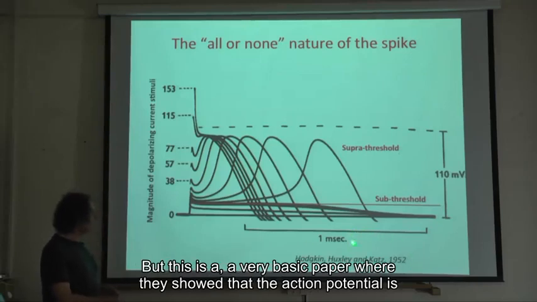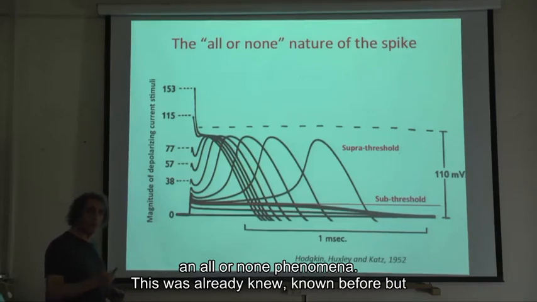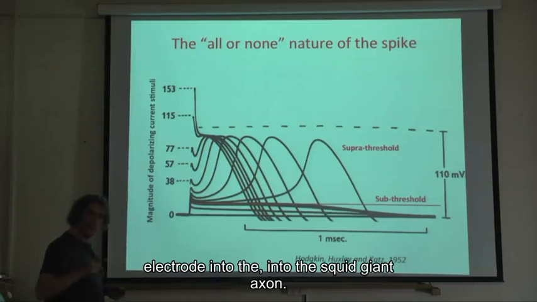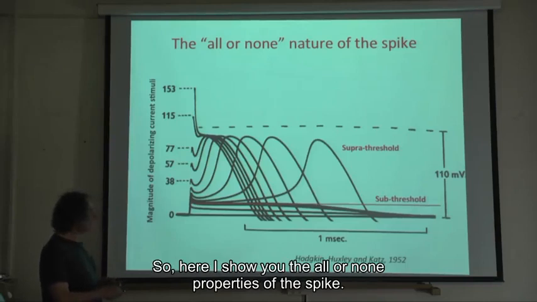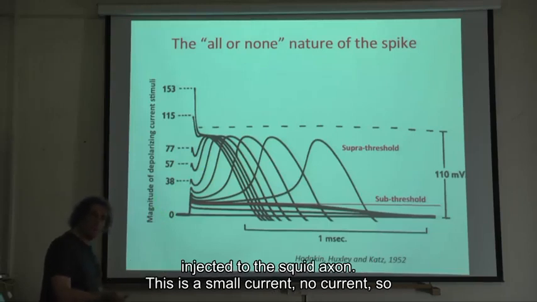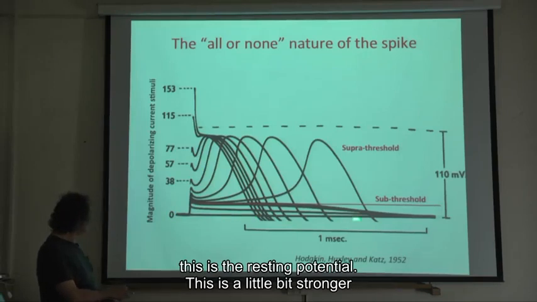But this is a very basic paper where they showed that the action potential is an all or none phenomenon. This was already known before, but here they show it again with this technique of an axial electrode into the squid giant axon. So here I show you the all or none properties of the spike. You can see that these numbers are the magnitude of the depolarization current injected into the squid axon. This is no current, so this is the resting potential.